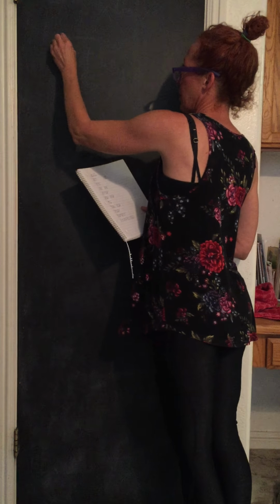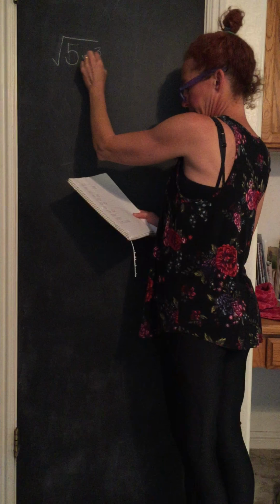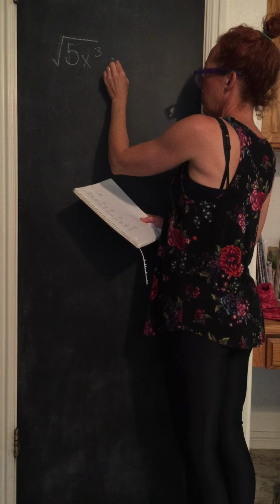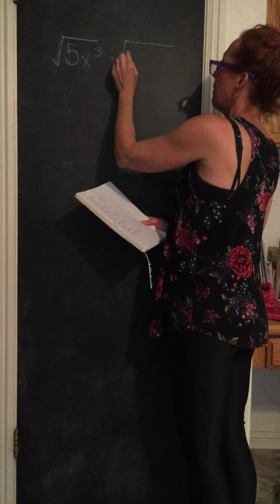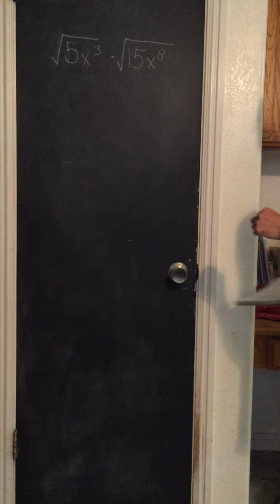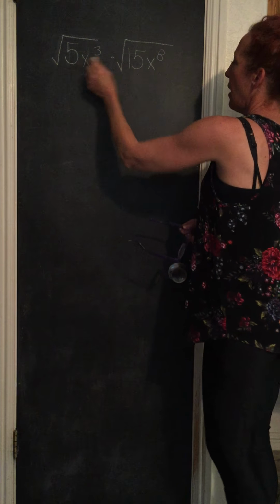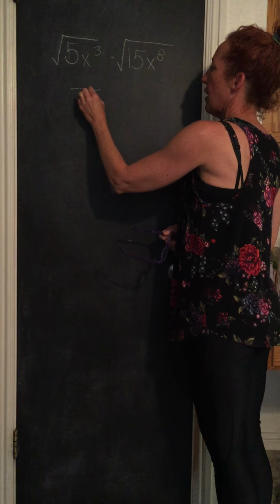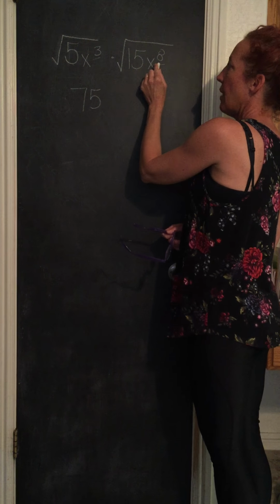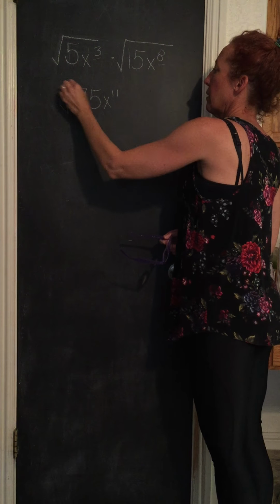Let's do the square root of 5 x to the third, and I'm going to multiply by the square root of 15 x to the 8th. So multiply first. 5 times 15 is 75. Remember, we're going to add those exponents. So we're going to have x to the 11th.